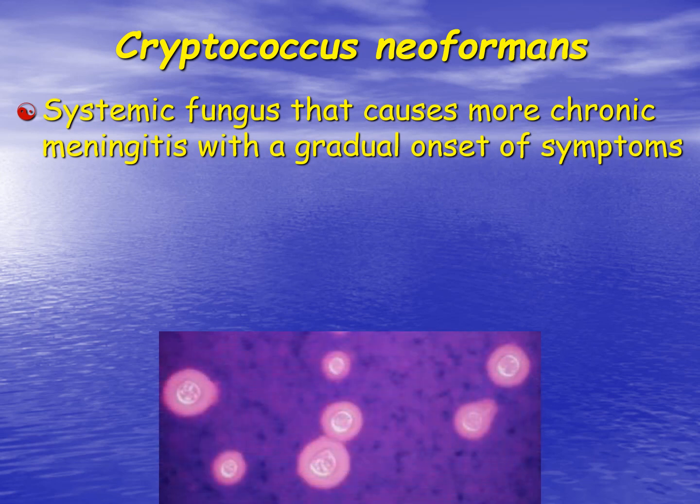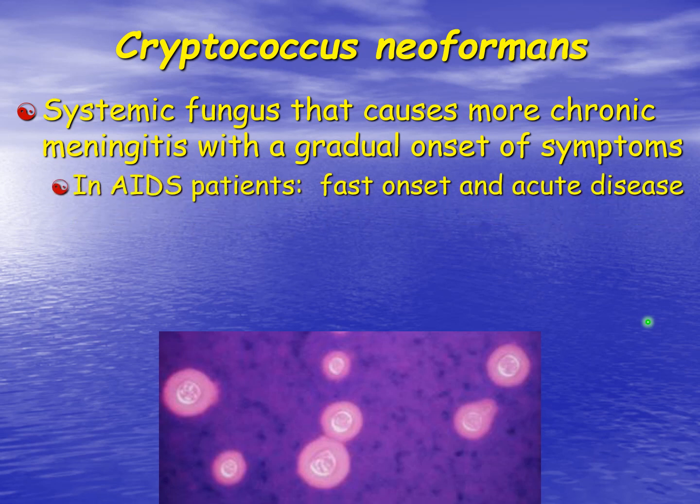Cryptococcus neoformans, which is an easy diagnosis. All you got to do with this guy is do a negative stain, and you will see the yeast along with a very thick capsule around the yeast body. This is a systemic fungus that causes more chronic meningitis with a gradual onset of symptoms, and this usually starts out as respiratory disease. In AIDS patients, however, Cryptococcus neoformans can have a very fast onset and acute disease and actually be fatal, causing meningitis.